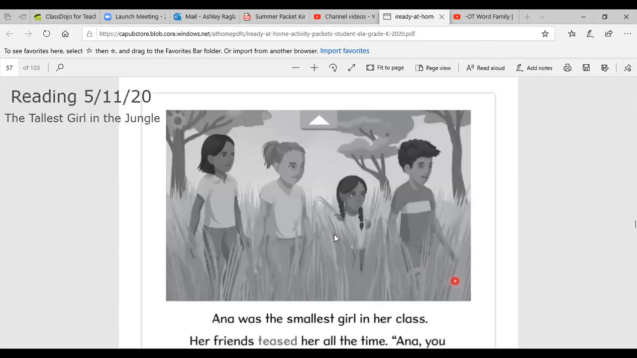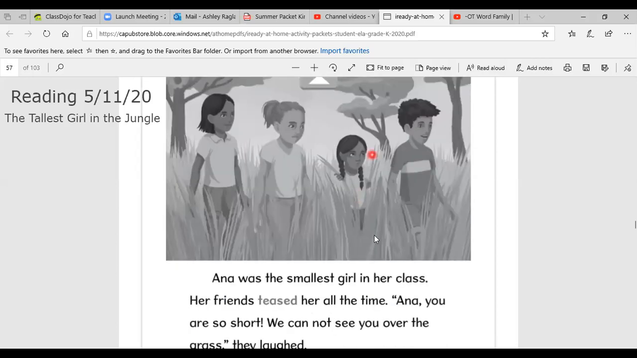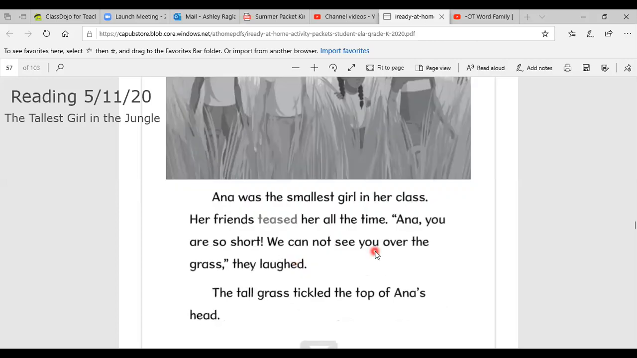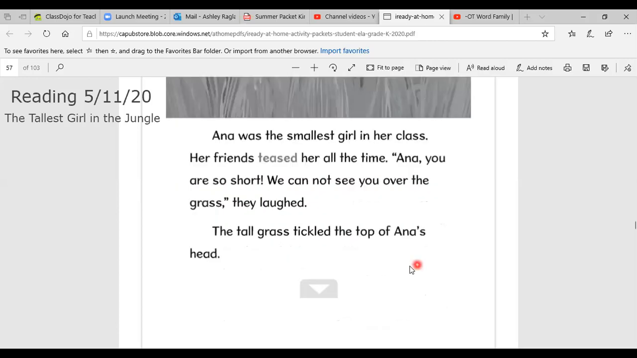So right now, Anna already has a problem. Her friends are kind of making fun of her for being the shortest one out here. And she's only barely taller than the grass. So they're teasing her. They're making fun of her for being so short.